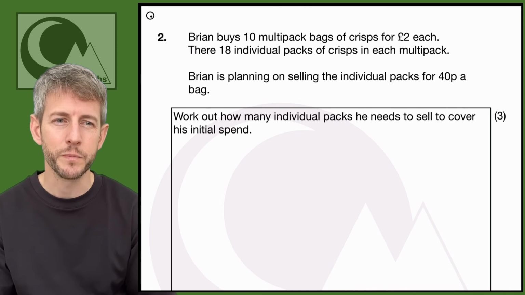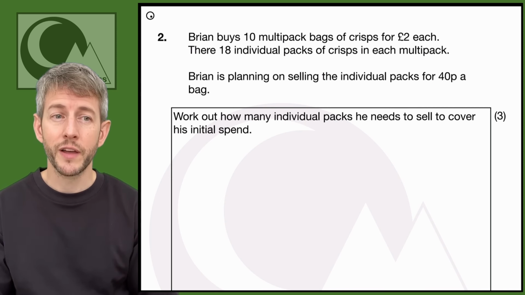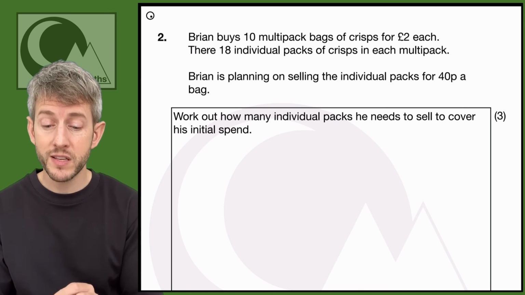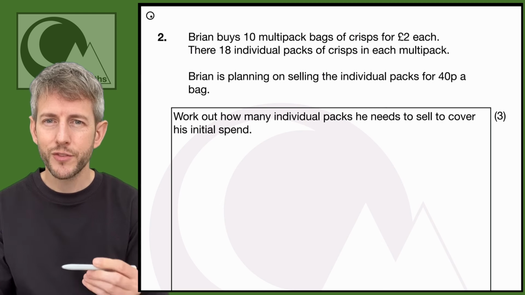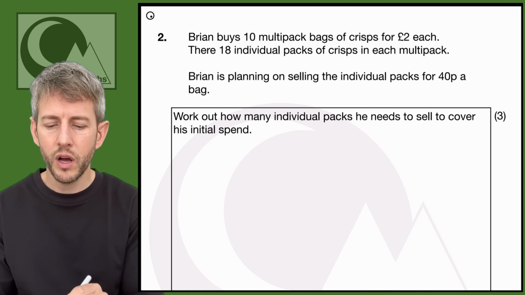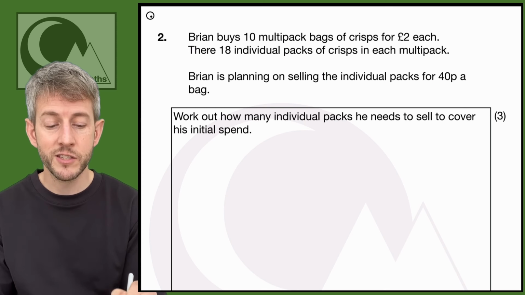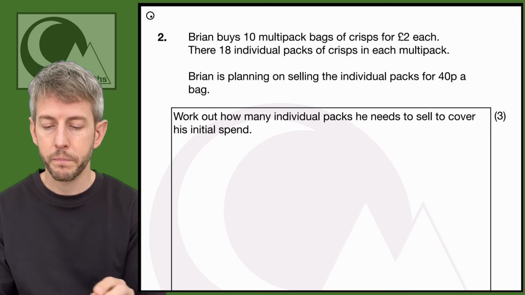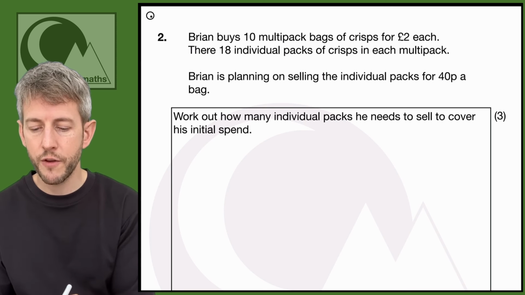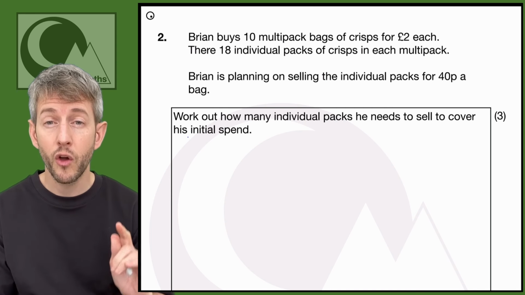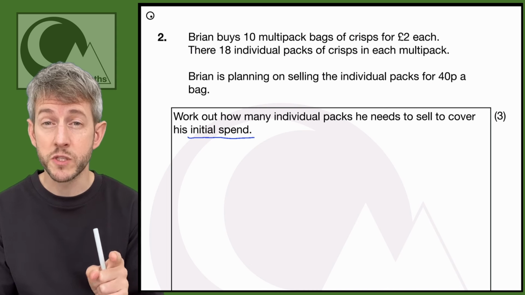Okay, right. So there's several parts to this that we're going to need to make sense of. But what I'm going to focus on first of all is the question. So the question's asking, work out how many individual packs he needs to sell to cover his initial spend. So for me, the first thing I want to work out here is, what is his initial spend?